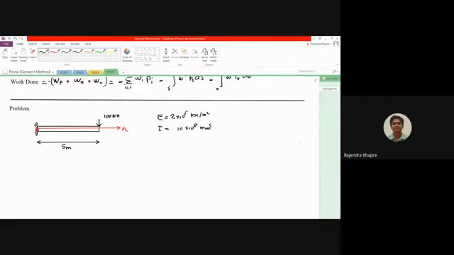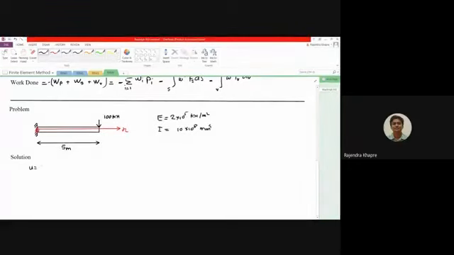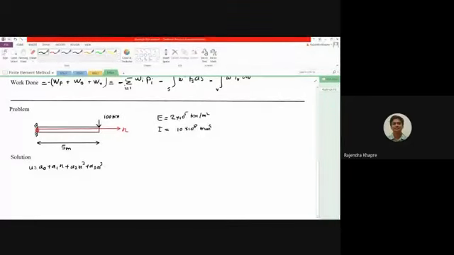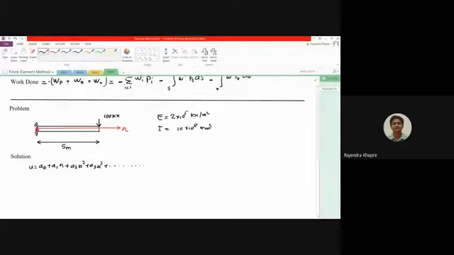The very first step in the Rayleigh Ritz method is to assume a polynomial for the displacement. So let us start with the solution part. If you remember, initially we used to assume the value of u, generally u is equal to a0 plus a1x plus a2x square plus a3x to the power 3, and so on. This is what we used to assume.